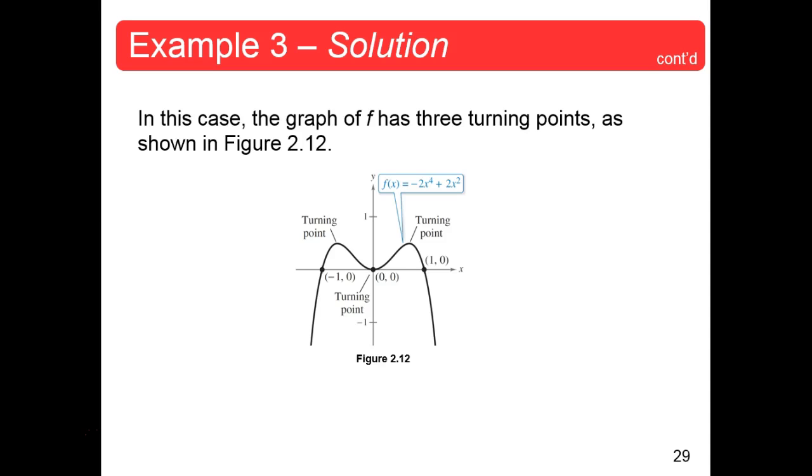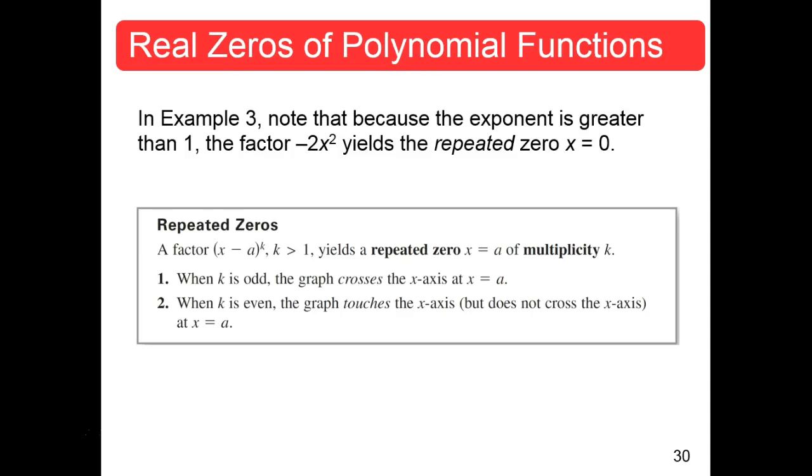Any questions? Now, they didn't say graph it, but they did, and I showed you how to and some of the keys. They didn't even mention the end behavior. That's a good thing to do first, see where it's going in the long run. All right. Now, if you noticed in that example, because I harped on it forever, the exponent is greater than 1. We didn't say that. The factor negative 2x squared yields what we call a repeated zero at x equals 0. We had x equals 0 and x equals 0. 2 of them. That's repeated.